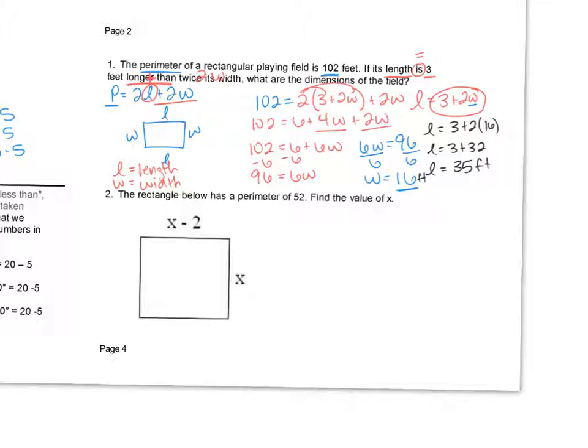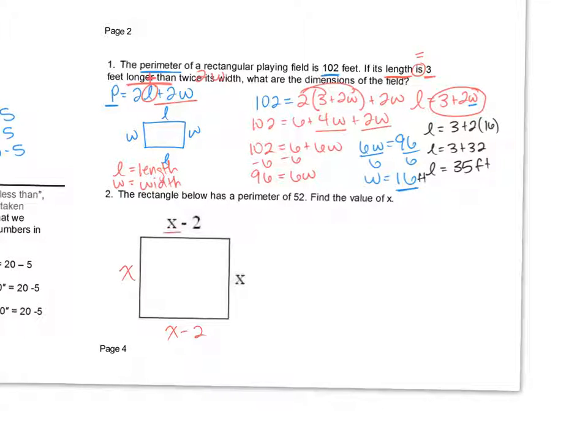Okay, on our next problem, I'm going to use the picture because we have another perimeter problem. The rectangle below has a perimeter of 52. Find the value of x. Well, whenever you have a picture, it's a little bit easier to just add up all the sides because we know that's going to total the perimeter.